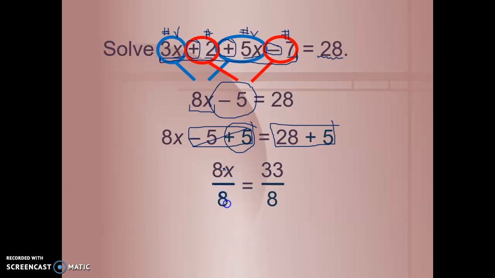So we're going to use a fraction bar here to represent division. We know that 8 divided by 8 is just 1. So those will cancel each other out and leave us with 1x. But because this is an equation and the two sides are equal, we've got to keep things equal and do the same thing to both sides. So if we divide this side by 8, we've got to divide this side by 8. And when we do, we get x equals 33 over 8.